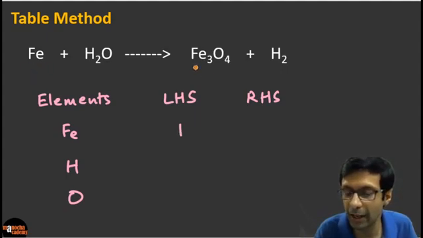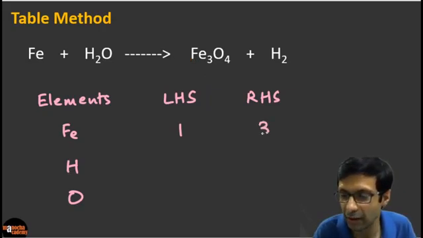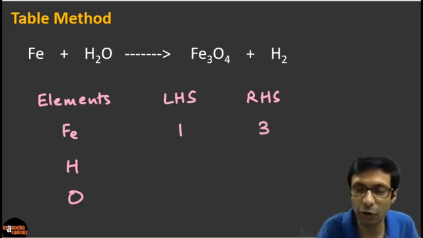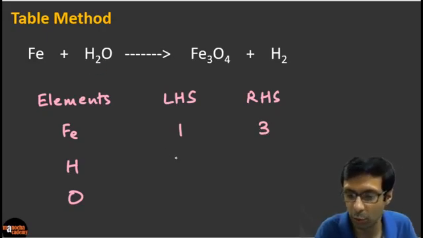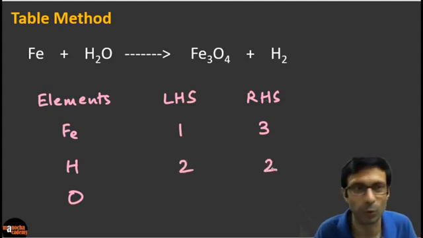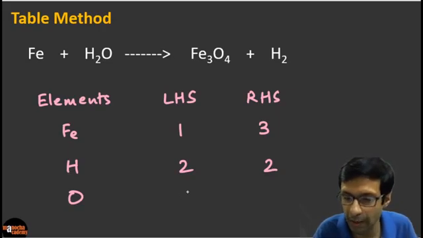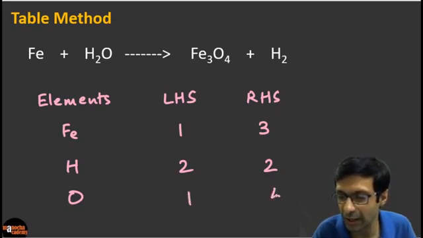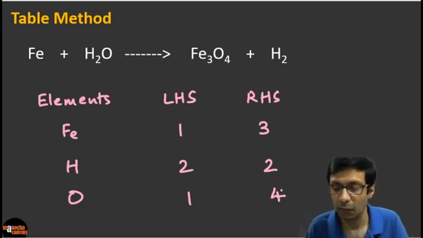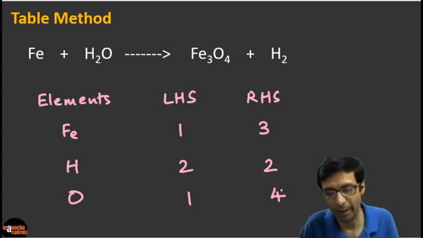And how many iron atoms on the right side? It's 3. Because you have Fe3. So that's 3. Now how many hydrogen on the left side? H2. So we're going to have 2 here. And how many on the right? Again, it's 2. And how many oxygen on the left? Can you see? 1. And oxygen on the right side is 4. So very important, make this table carefully. And first you check, is the equation balanced? No, because you can see hydrogen is balanced, but iron and oxygen are not balanced.